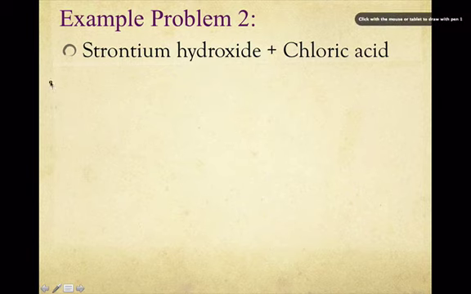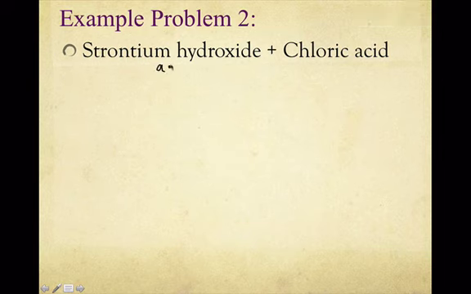Okay, so we're going to do this one again, and this time they gave us the 2 reactants, and we're going to have to figure out the products. So strontium hydroxide, if you use your solubility table, you're going to see that it's aqueous. And chloric acid, because it's an acid, we know that it's aqueous also. To figure out your products though, the strontium, this is the formula for chloric acid. So the strontium is going to go with the chlorate.